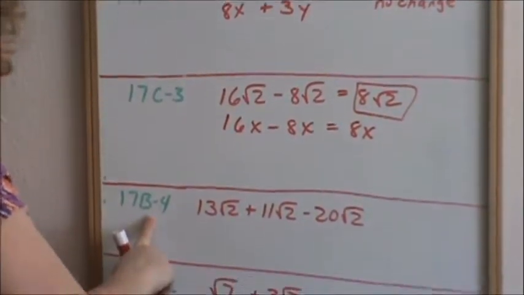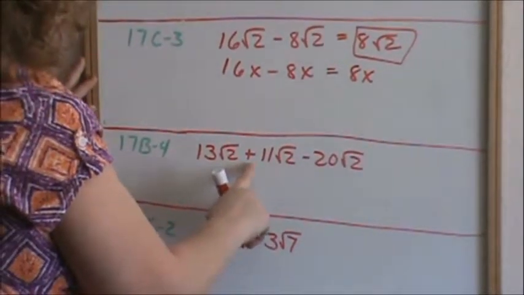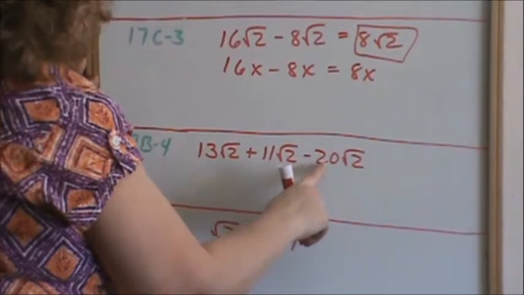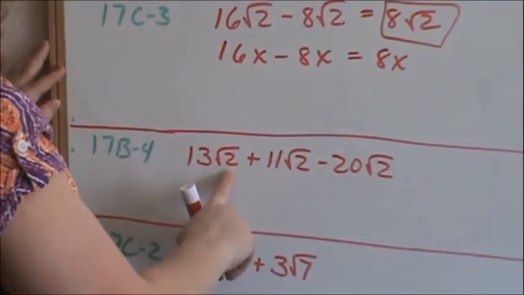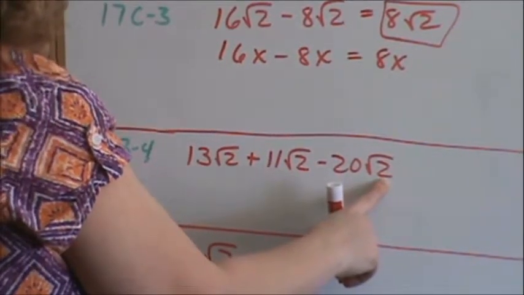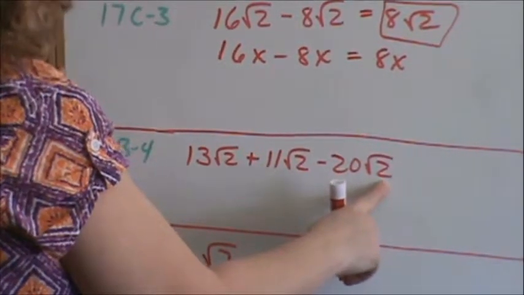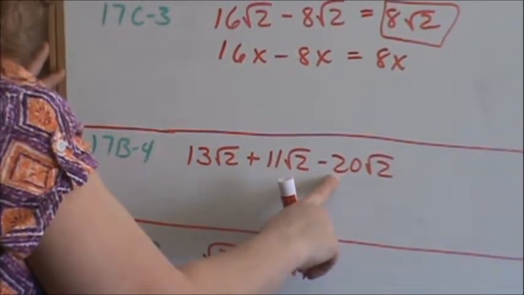Now jumping down to 17b, number 4. We have 13 square root of 2 plus 11 square root of 2 minus 20 square root of 2. First look to see if all your radicals are the same. Yes, all of our radicals are the same, so therefore we can combine them. Watch your signs. The sign in front of the number goes with the number.